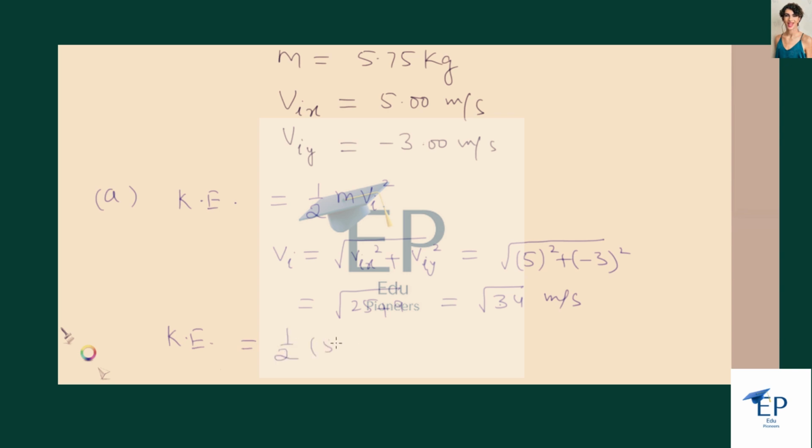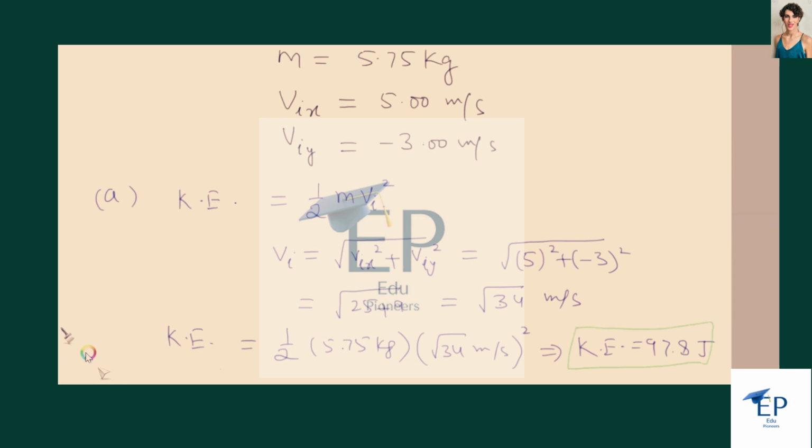So the kinetic energy of this particle becomes half into 5.75 kilogram and the square root of 34 meter per second, squared. And finally this value comes out to be 97.8 joules. And here it becomes the answer for the first part of the problem.